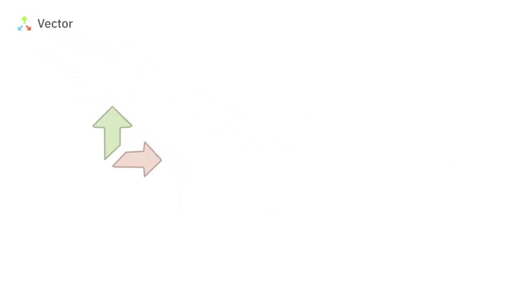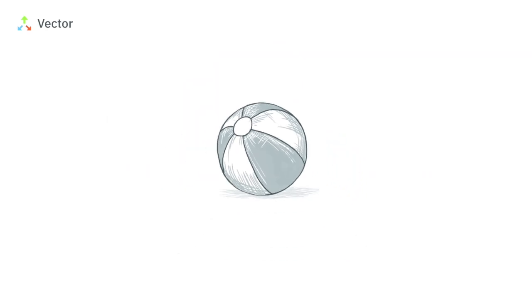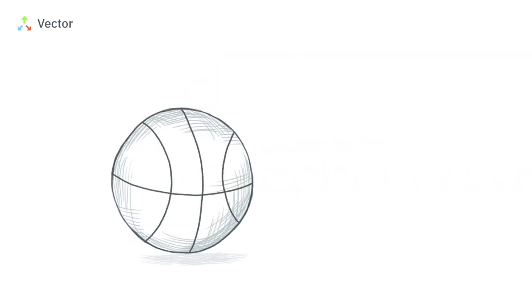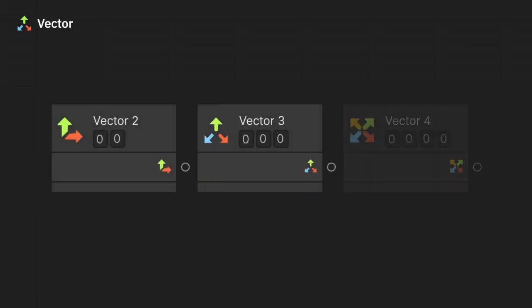Vectors are a group of 2, 3, or 4 float values. It can represent a character's position, speed of a moving object, the distance between objects, and more. Depending on the vector type, we can access its float component through the X, Y, Z, and W properties. For example, a vector 3 consists of 3 floats, accessed through X, Y, and Z.